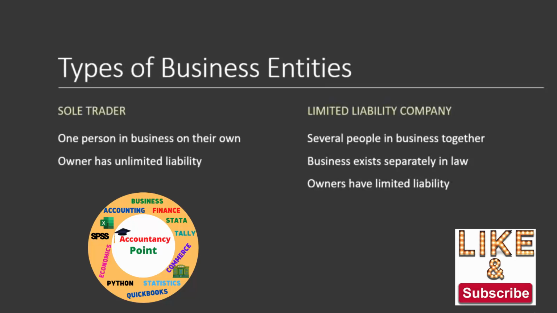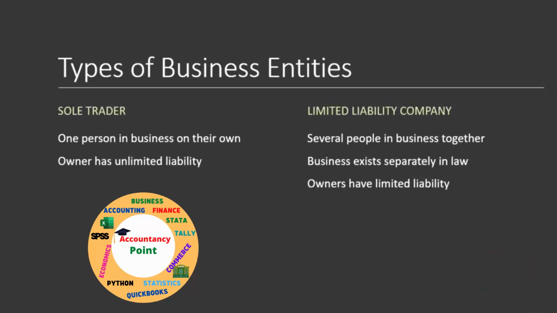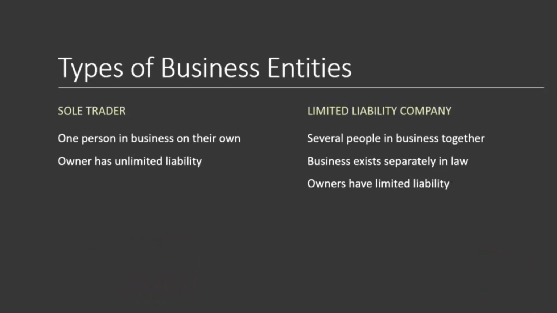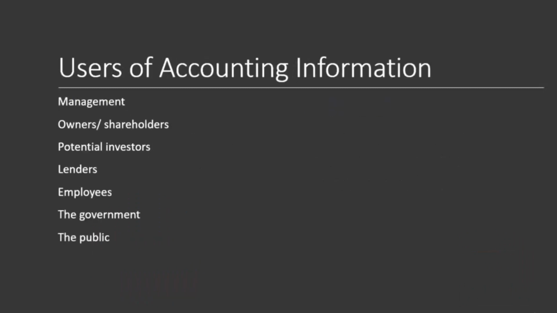The other type is the limited liability company. And here, several people are in business together. But the important thing about limited liability companies is that the business exists separately from its owners. So it exists separately. Any profit derived belongs to the owners. The most important thing here is that the owners have limited liability. It means that if the company collapses or can't pay its bills, as an owner, I'm not responsible.